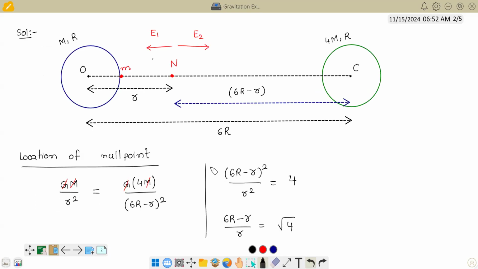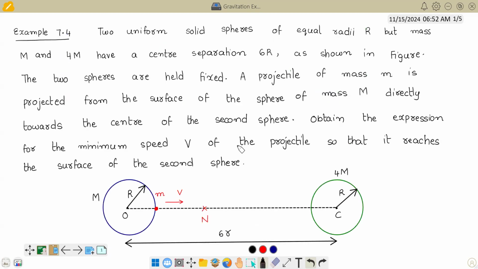So let us quickly go through the steps that we have done. Initially, the most important thing you have to know is what a null point is. A null point is a point where the gravitational field becomes zero because of these two masses. Next, what is the meaning of minimum speed required? Minimum speed required is a speed that will allow us to cross this null point. So that's the key concept. Once this body crosses the null point, the rest would be taken care of by the gravitational pull of this larger mass. So if it somehow manages to cross the null point, our problem is done.